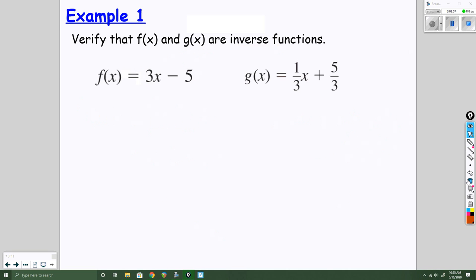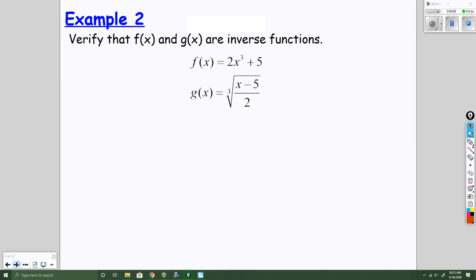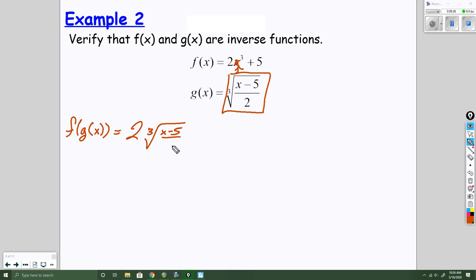All right. Now let's move on to one that's a little bit more complicated, or at least appears to be. First, f of g of x. We're going to take g, which is this whole thing, and plug it in right there. So now I'm going to rewrite this: 2 times this whole thing, the cubed root of x minus 5 all over 2, raised to the 3rd power, plus 5.